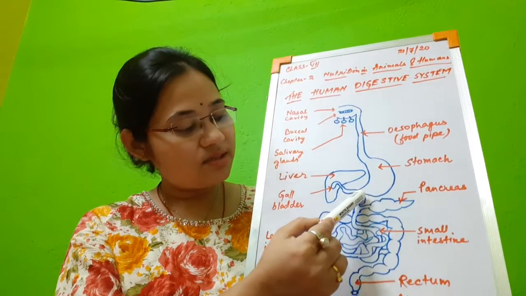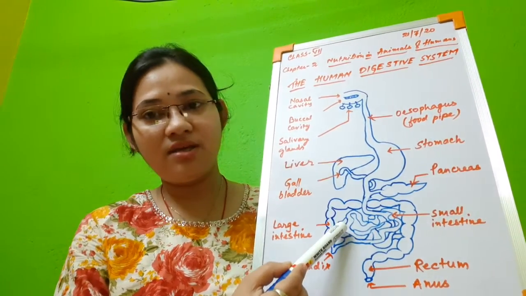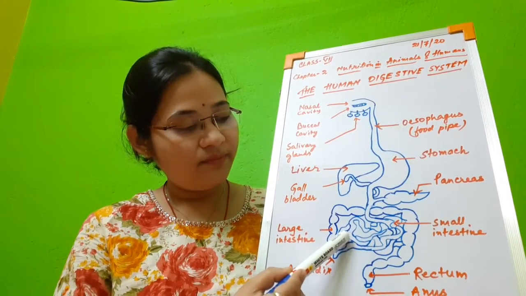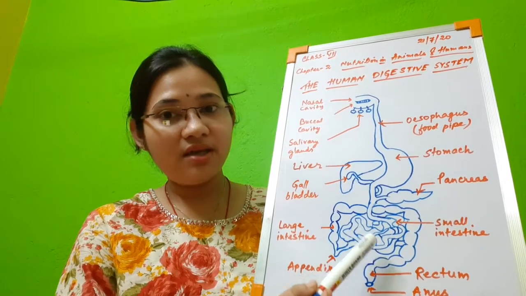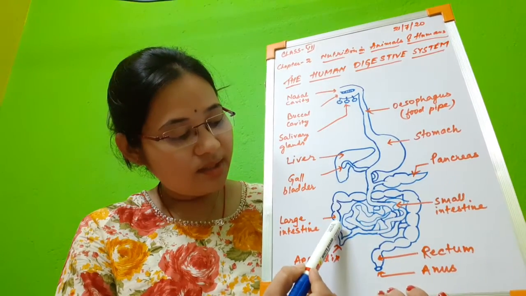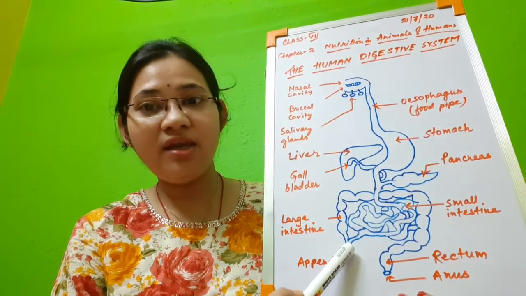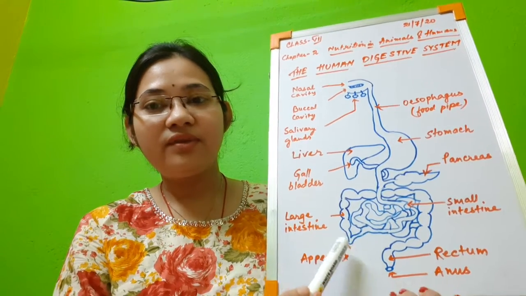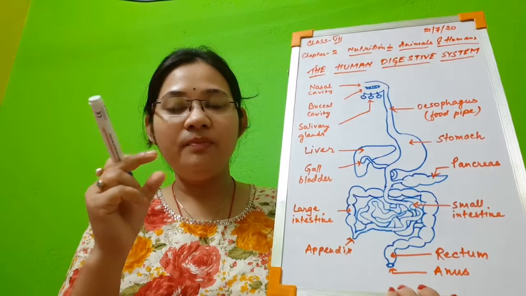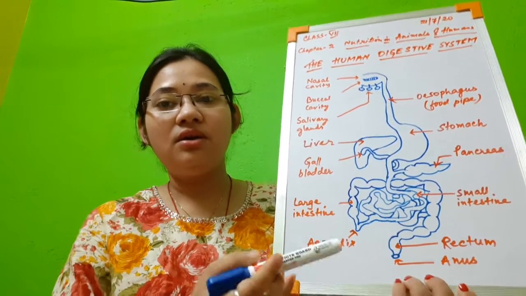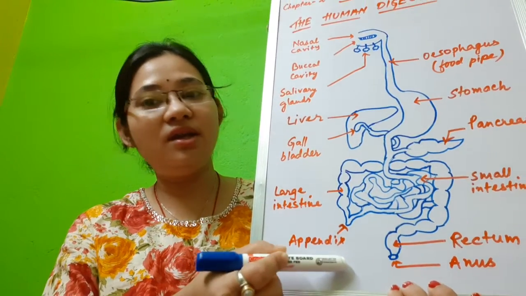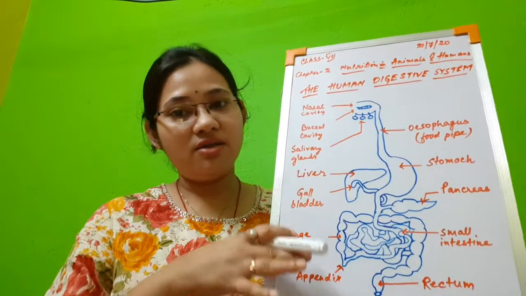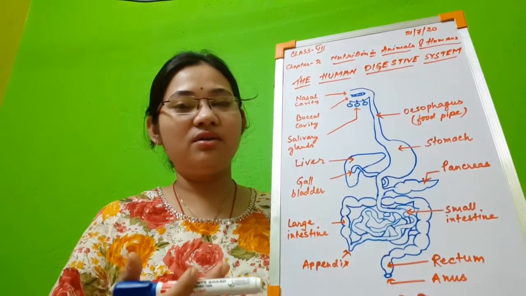Then the stomach extends to form the small intestine, which is a highly coiled structure. Then the small intestine extends to form the large intestine. Here is the junction of the small intestine and the large intestine. Here there is a vermiform or worm-like structure, or comma-like structure, that is called the appendix. The appendix does not have any role in digestion, it is just a vestigial organ.